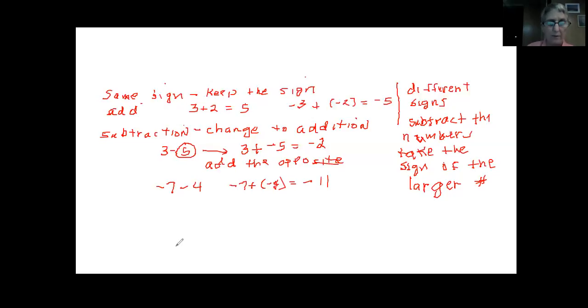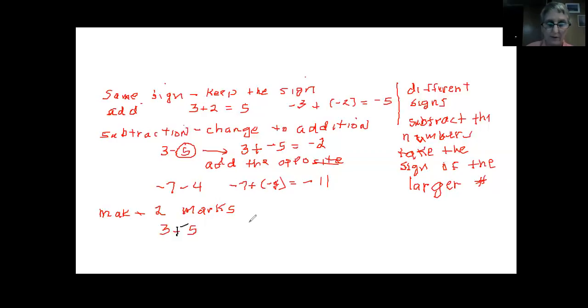Now the other method, the other method is to make 2 marks, to change it to addition. Some people really like this one. So, real quickly, taking those same examples, if I have 3 minus 5 and I want to change it to addition, I make 2 marks. 1, 2. Now I have 3 plus negative 5, same as I had above.